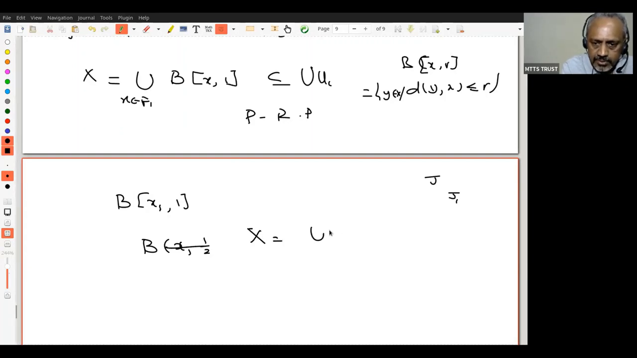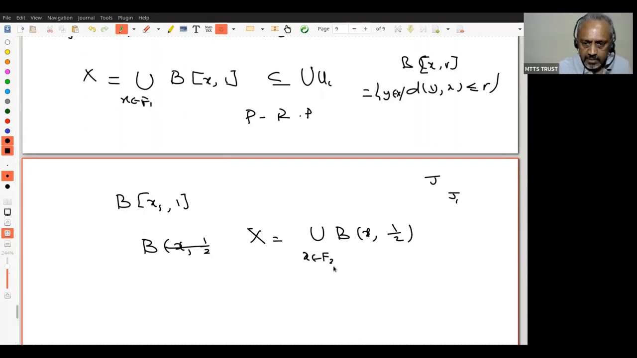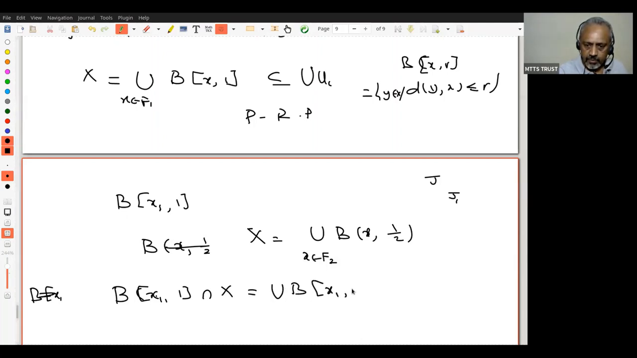Now I know this is equal to Bx 1 by 2 as x varies over F2, because this F2 is the epsilon net for epsilon equal to half. You understand that? Therefore, this is an open cover for this. Therefore, the closed ball Bx1 intersection X, which is Bx1, is equal to the union of Bx1 intersection B x half, where x is in F2.